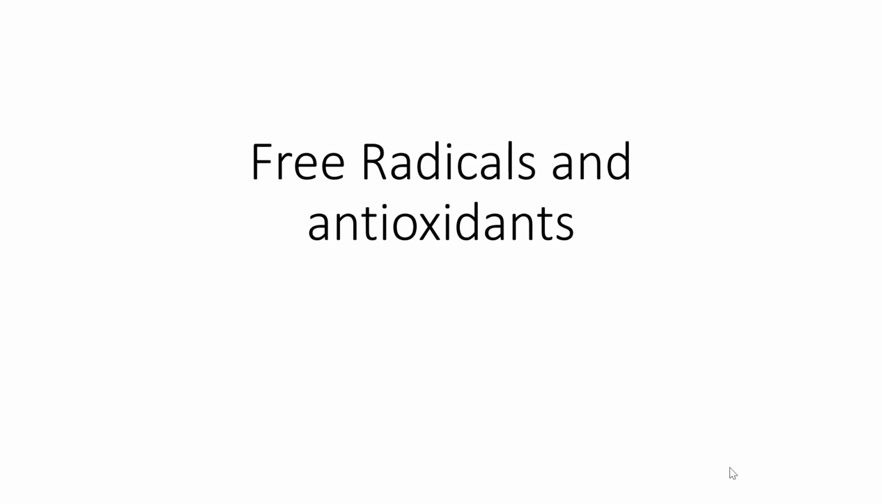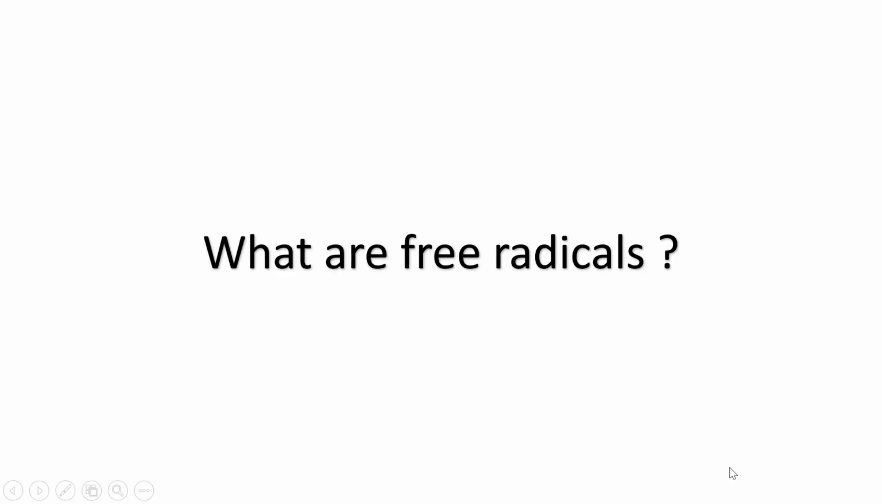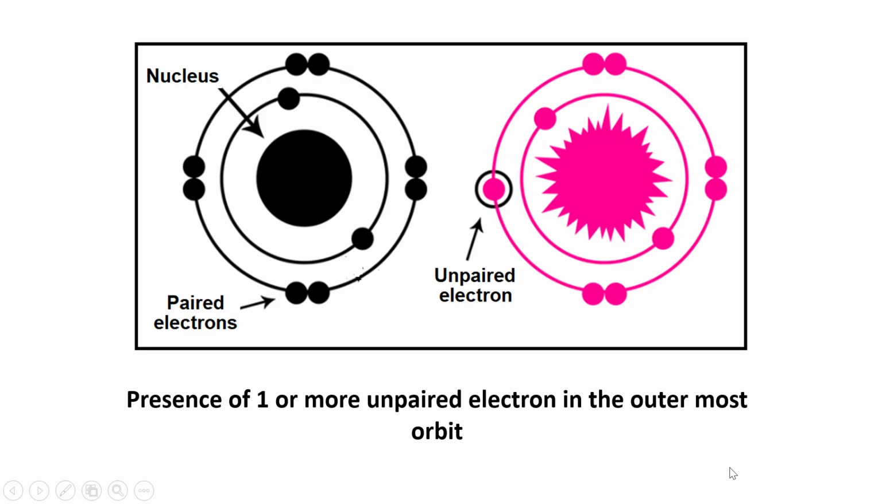Hello everyone. So let us try and understand free radicals and antioxidants. So first, what are free radicals? Free radicals are nothing but, if you look at an atom, if you look at the outermost orbit, normally there are paired electrons. When this paired electron becomes unpaired, it is known as a free radical. So the presence of one or more unpaired electrons in the outermost orbit is what free radicals are.